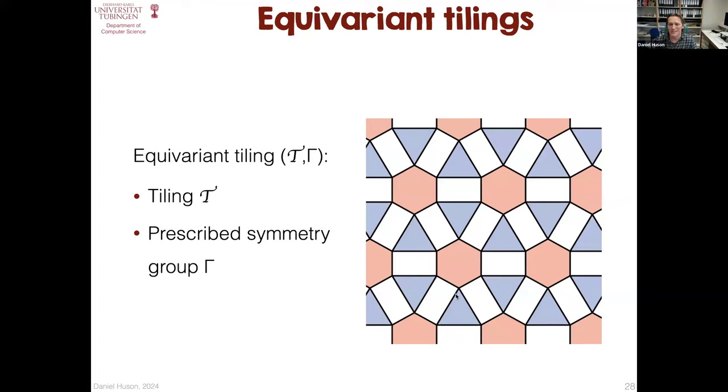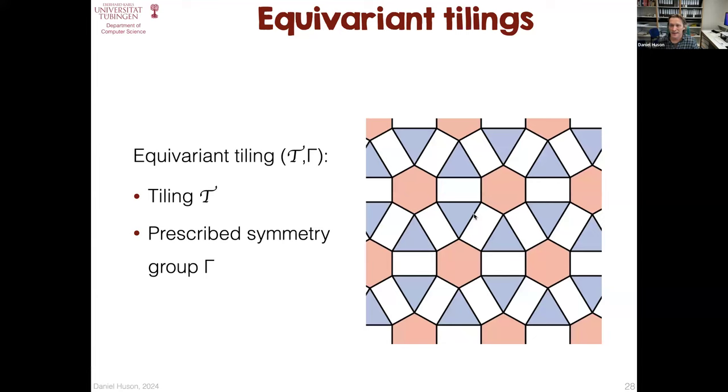So the ones that you can see for this particular tile, imagine this infinitely extended in all directions, then there would be the largest possible symmetry group of this tiling. You could call that the symmetry group of the tiling, but in an equivariant tiling you fix the tiles and you can take the full set of symmetries, or you're allowed to take a subgroup.